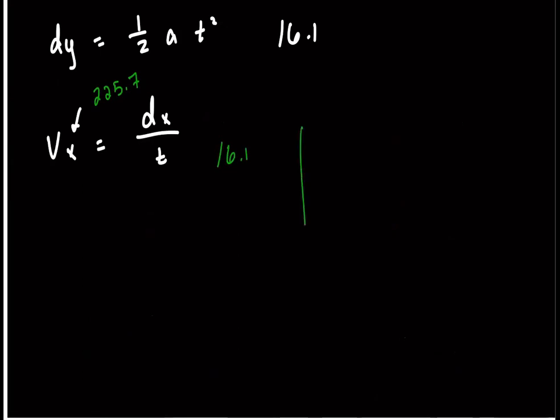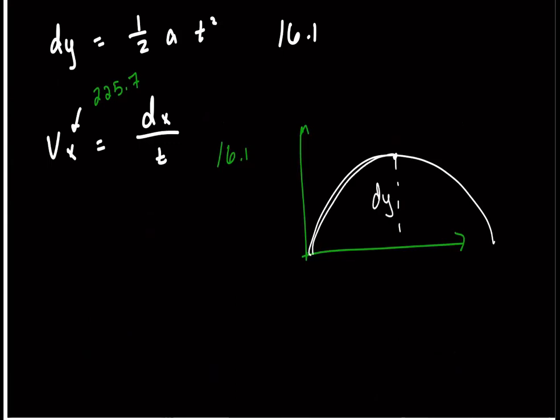Why? Because the 16.1, if this is our thing, that's not too bad, actually. So this is dy, which we calculated before. It takes 16.1 seconds to get to here. But then it takes twice that to come back down and complete dx, the distance in the x direction. So that's why dx is equal to 225.7 times 32.2.